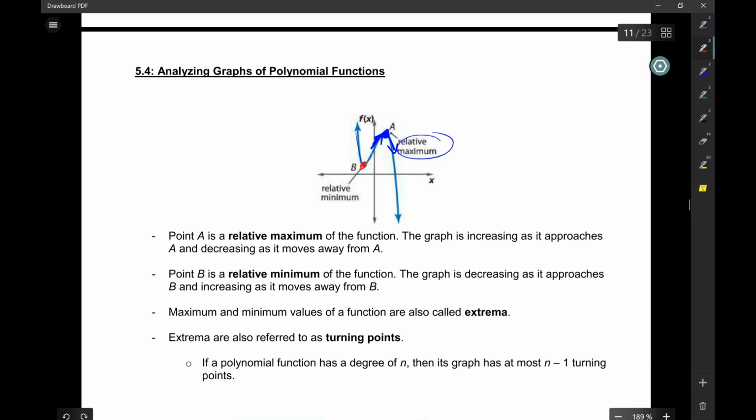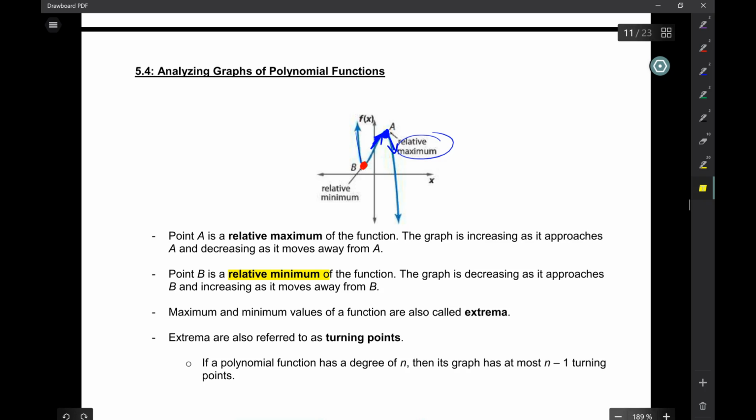Now look at point B. If we're looking at the graph from left to right, this is why I don't like to do arrows at the end of my graphs, because you should ignore that arrow here at the top left corner. As we're approaching the red point B, the graph is decreasing, and then over there it switches to increasing. So if it changes from decreasing to increasing, we say it's a relative minimum.